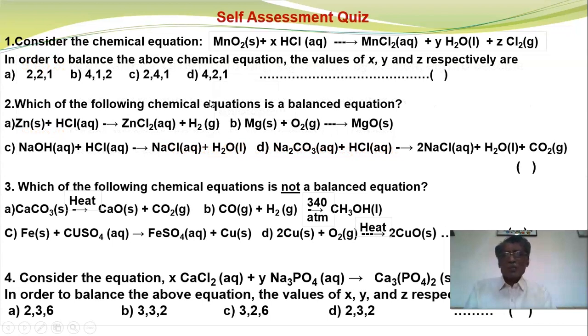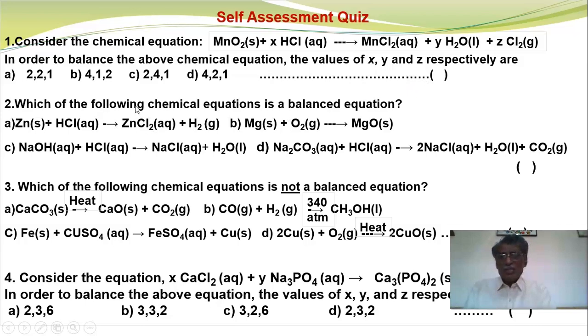Now the self-assessment quiz. Consider the chemical equation MnO2 solid plus XHCl gives rise to MnCl2 plus YH2O plus ZCl2. In order to balance the above chemical equation, the values of X, Y and Z respectively are: 2, 2, 1; 4, 1, 2; 2, 4, 1; 4, 2, 1. You have to select the appropriate option and put it in the brackets.